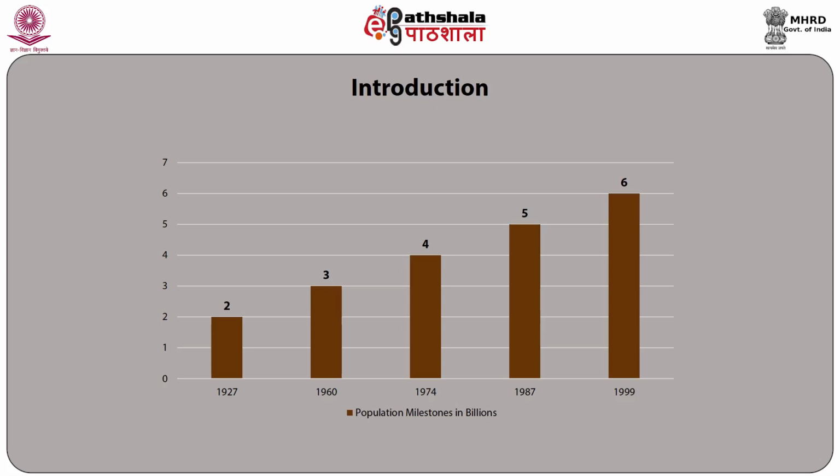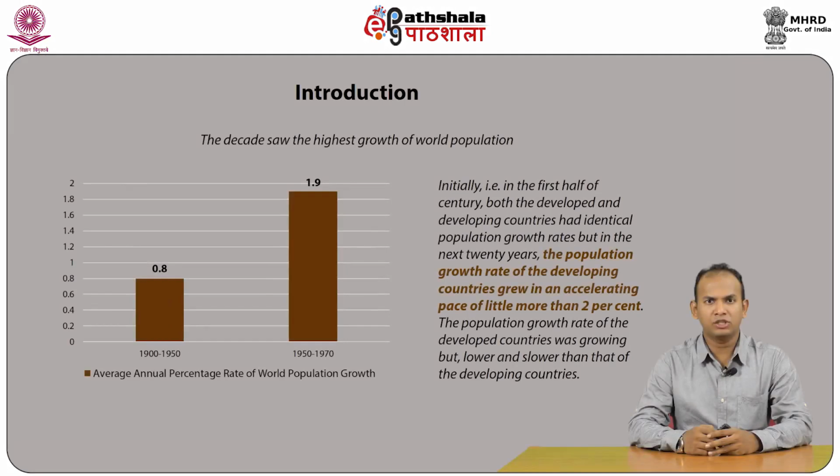after the first billion. In 1960, only 33 years later, the world reached the 3 billion mark, and the 4 billion mark came along only 14 years later, in 1974. The 5 billion mark was hit after 13 years, in 1987, and the 6 billion milestone was reached after 12 years, that is, in 1999. The decade saw the highest growth of world population.